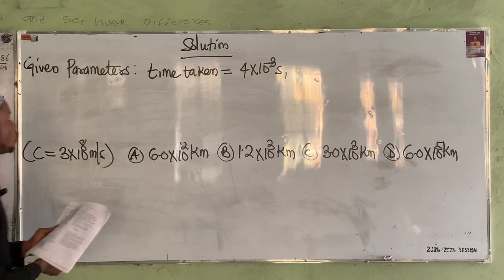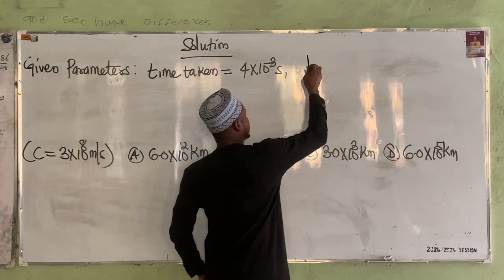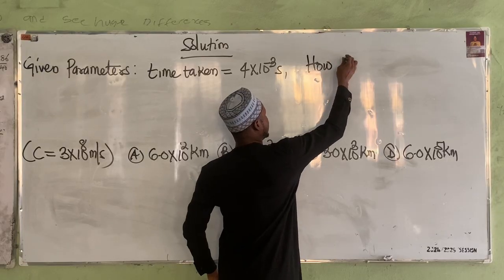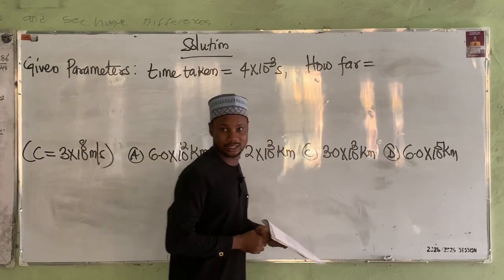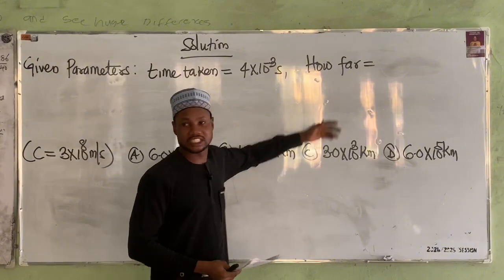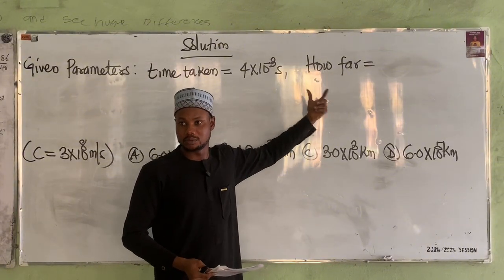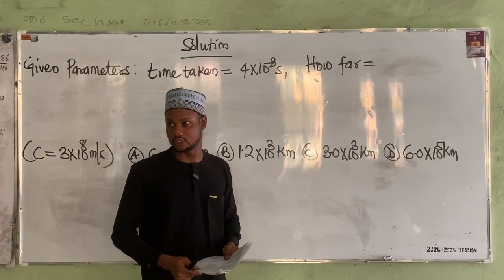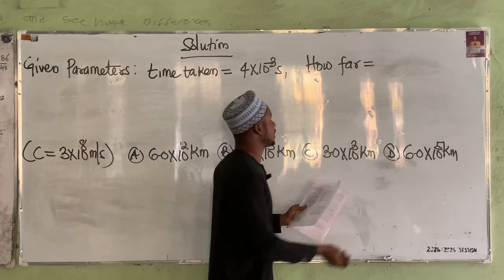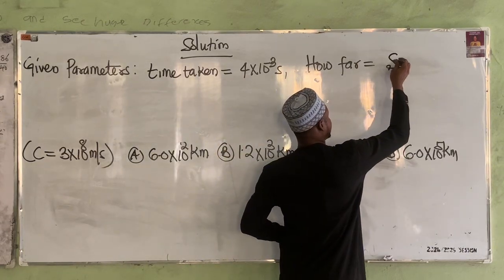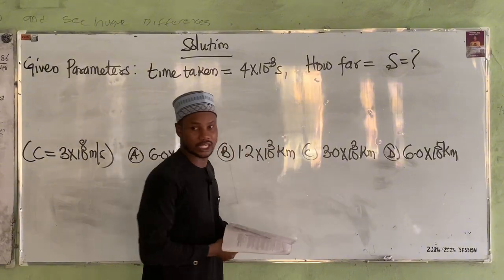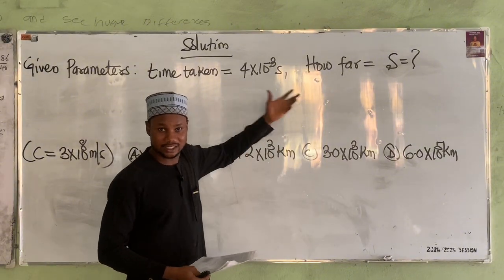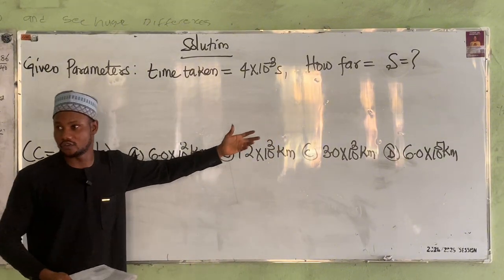So class, this word how far is different from the word how fast. How far means distance. How fast means the speed or velocity. Do you get that? So we are asked to find the distance here, that is S. Please take note. The word how far means distance, while the word how fast means speed or velocity.